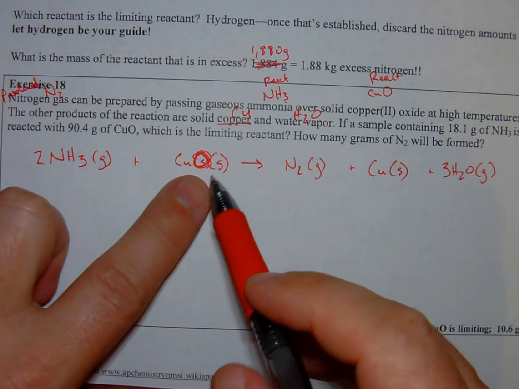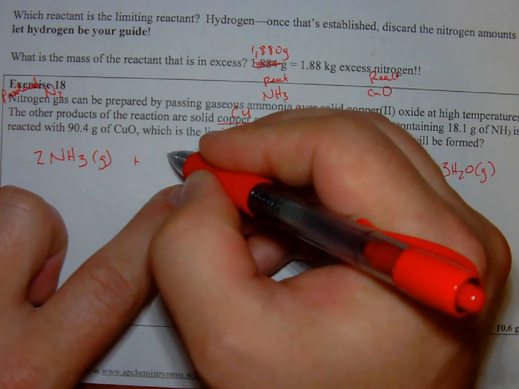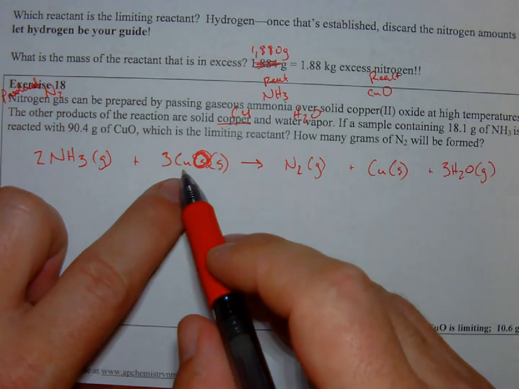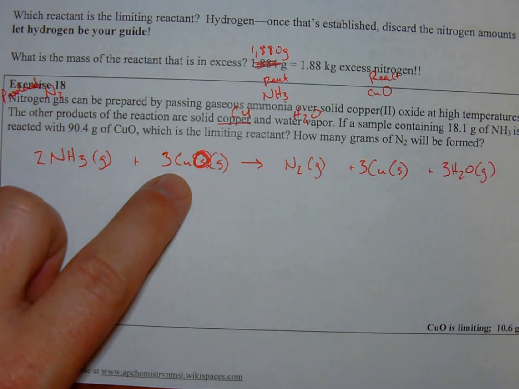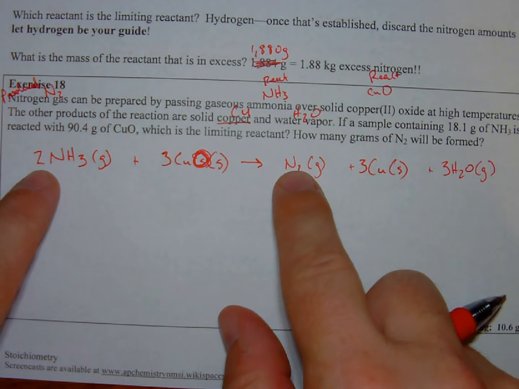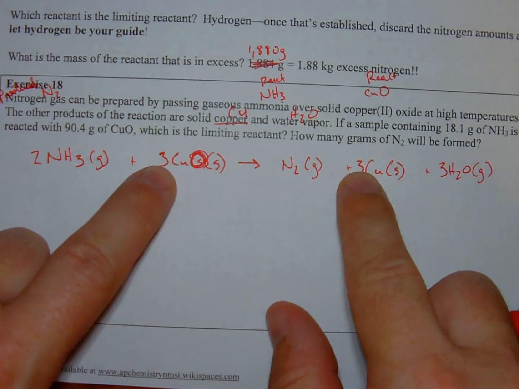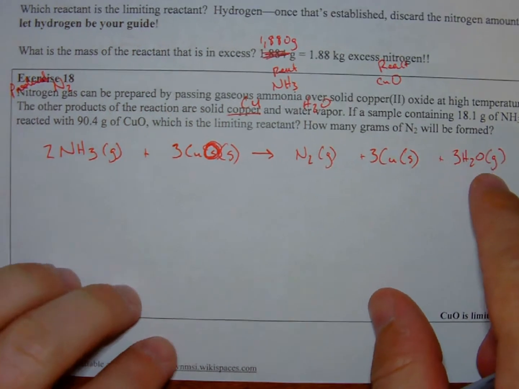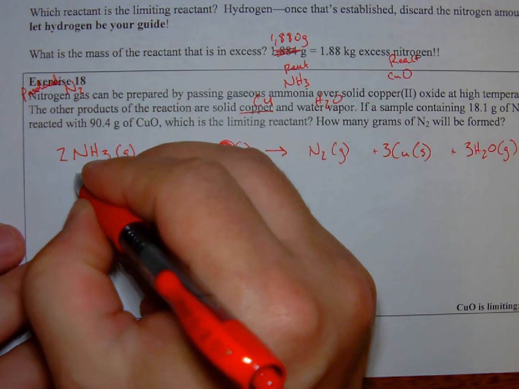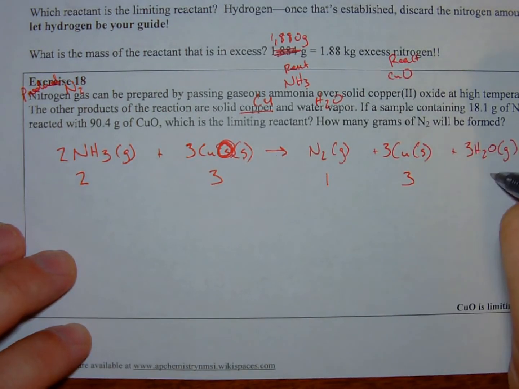Let's look at my oxygens. I have 1 there, but I have 3 there. So I'm going to have to put a 3 right there, which increased the number of copper that I had, but that's easy because copper is elemental over here. I could just put a 1 in there. So 2 nitrogens on both sides, 6 hydrogens on both sides, 3 coppers on both sides, 3 oxygen on both sides. All right, so I think we're good. So our mole ratios are going to be 2 to 3 to 1 to 3 to 3.